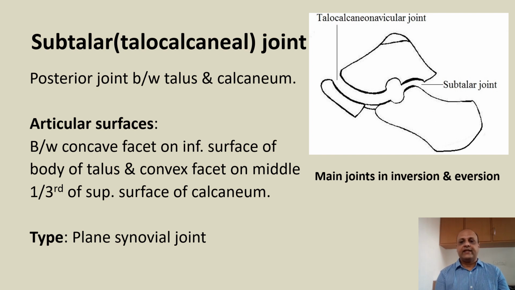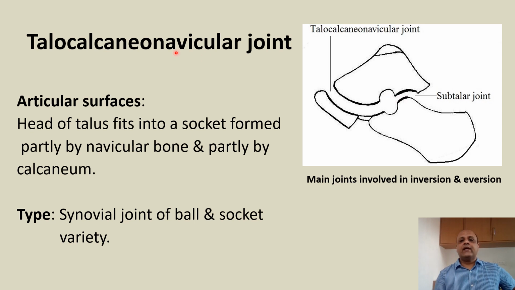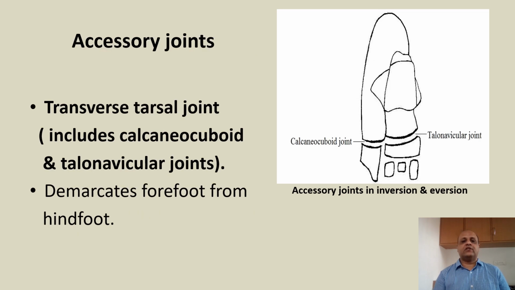So we are doing the main joints which are responsible for the movement of inversion and eversion, and we have described the subtalar joint or the talocalcaneal joint. Next is the talocalcaneonavicular joint. So here the head of talus, this one, fits into a socket formed partly by the navicular bone, this one, and partly by the calcaneum here. This joint is a synovial joint of ball and socket variety. So there are two main joints involved in inversion and eversion of foot.